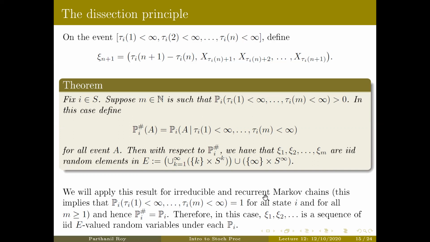Now we'll come back to what this means in a future slide, in a future lecture. Okay, so not today, but just remember that this implies this. So whenever this probability is 1, that's the most useful case. And for every state I and for every m positive integer, in that case, pi hash is just pi, and under pi, this is then an IID sequence.